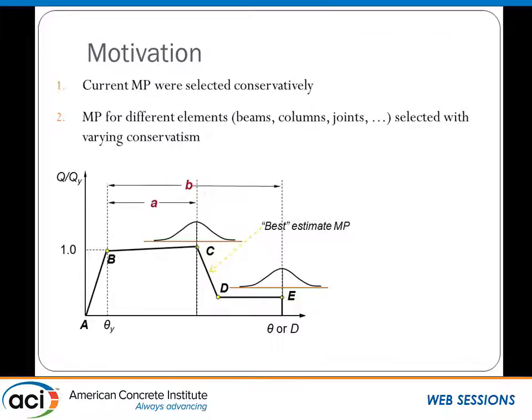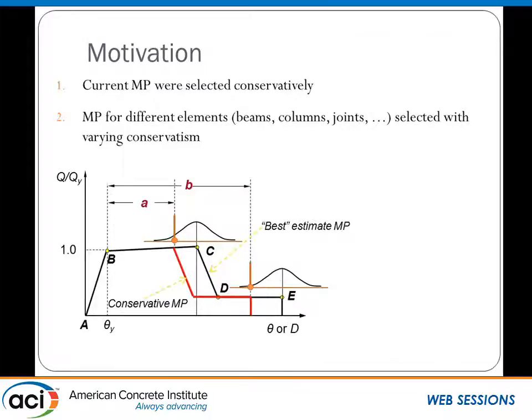is you have different levels of conservatism for different elements. So say you take a column and an associated joint that's attached to it, and you're modeling the behavior. You can get one element, say, is modeled at the mean or median value for the modeling parameters, and another component that is modeled at some level of conservatism.